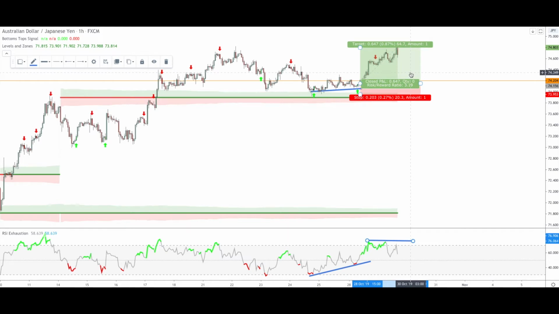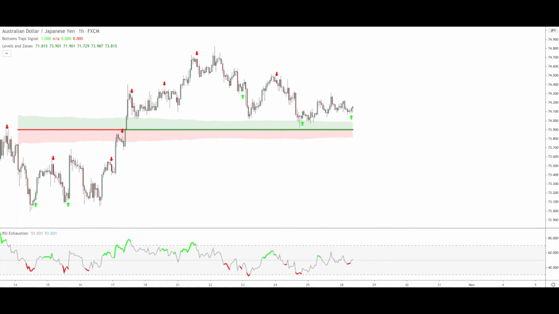Guys, how many times do you miss out on very easy profits like the one that you see here in this chart? In this video, I'm going to show you how you can use the RSI Exhaustion that you see at the bottom to identify a high probability trade and so stop missing out on very easy profits. Let's go straight to the trade.